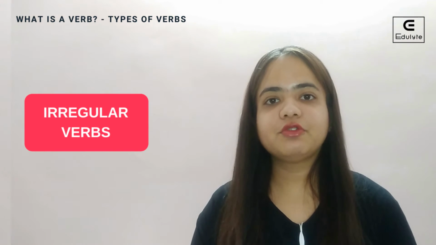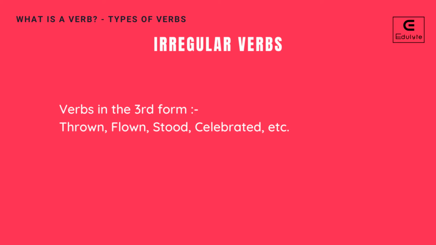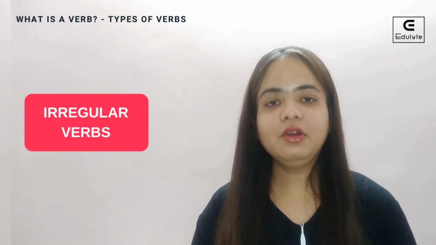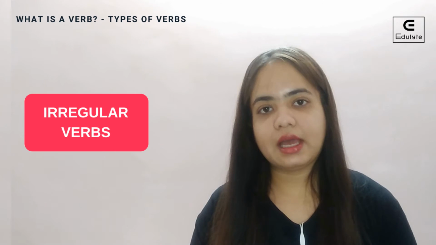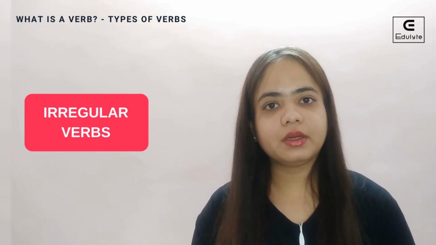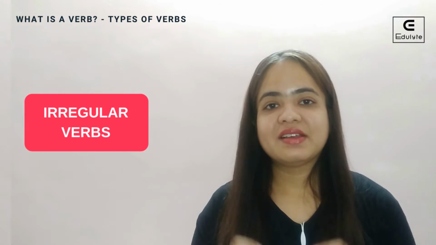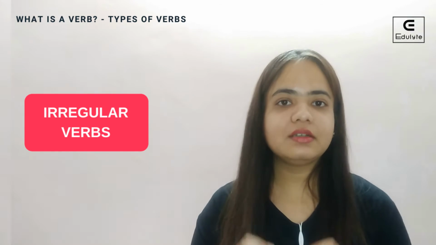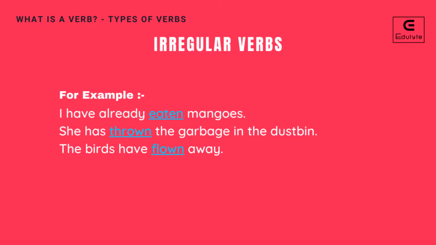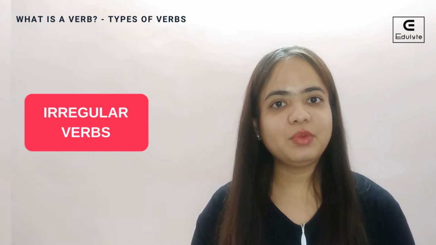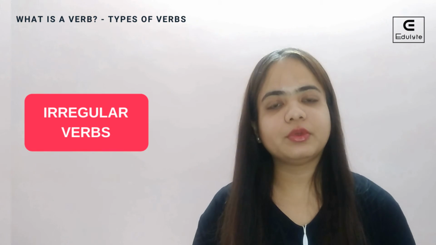We also have the third form of the verb: thrown, flown, stood, celebrated. So, we need to be very careful about which sentence we are talking about and where we need to put which form of the verb. So, let's take examples using the third form of the verb. I have already eaten mangoes. She has thrown the garbage in the dustbin. The birds have flown away. Everywhere we are using the third form of the verb.